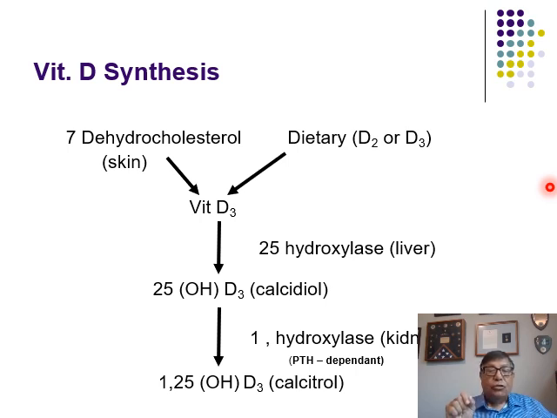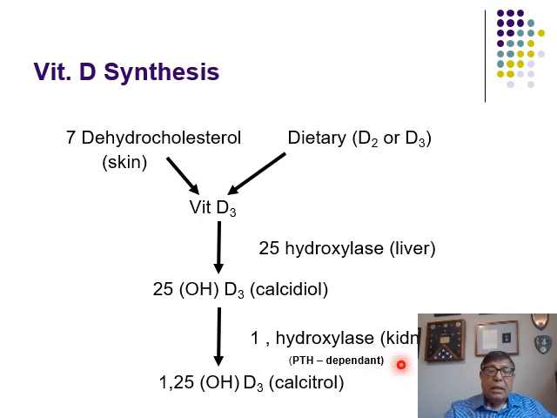25-hydroxyvitamin D3, which is called calcidiol, is not the active form. However, when you measure the vitamin D level in the blood, we measure the calcidiol, 25-hydroxyvitamin D3. Now let's come to the real place, the kidney.